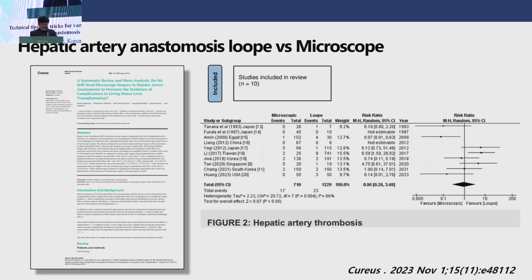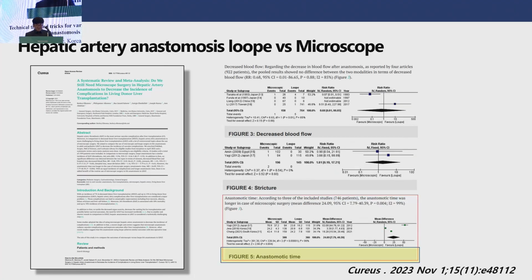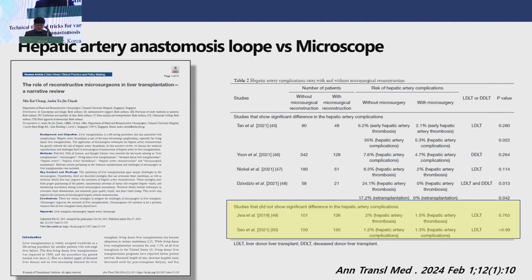A recent study showed that there was no significant difference in the incidence of hepatic artery thrombosis between the use of a loupe and a microscope. The paper reported no significant difference in blood flow or stricture rate between the two techniques, but surgical procedures utilizing the loupe were favored in terms of anastomosis time. In a recent systematic review paper, the authors reported that hepatic artery anastomosis using a microscope results in a lower hepatic artery complication rate compared to using a loupe. However, some studies did not.